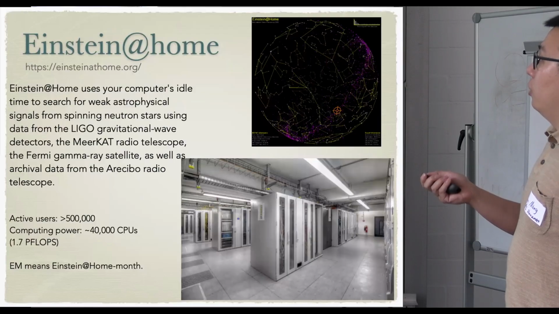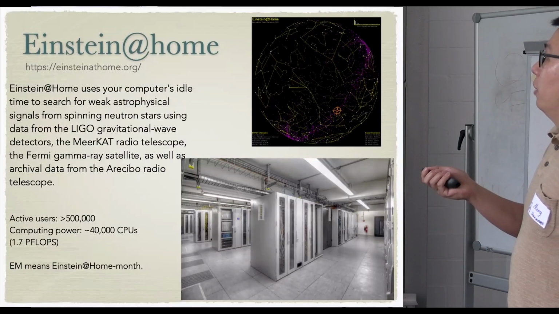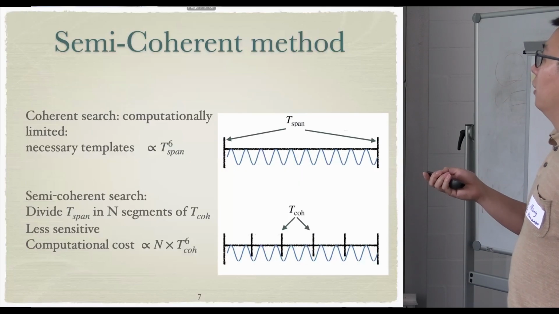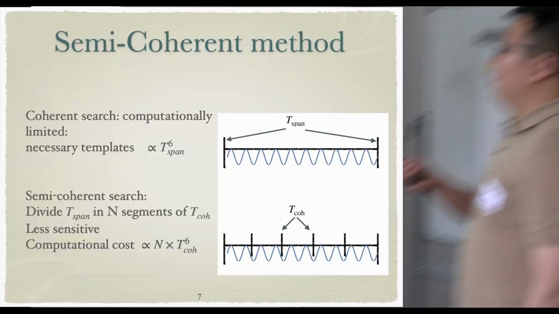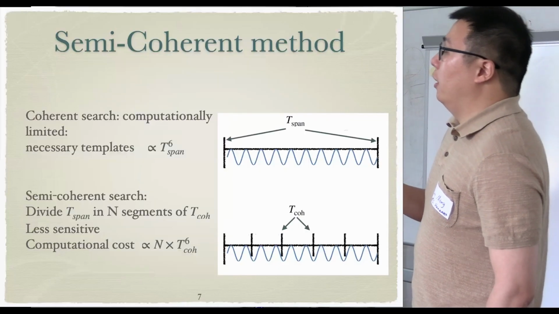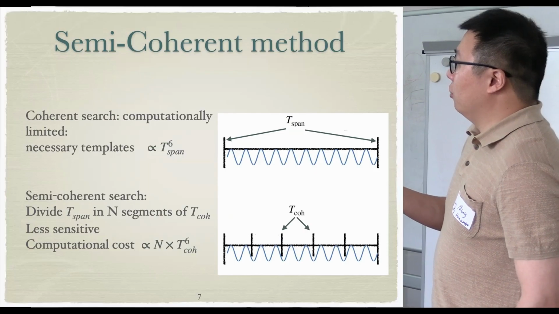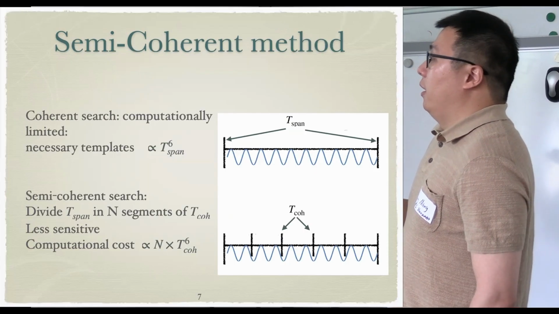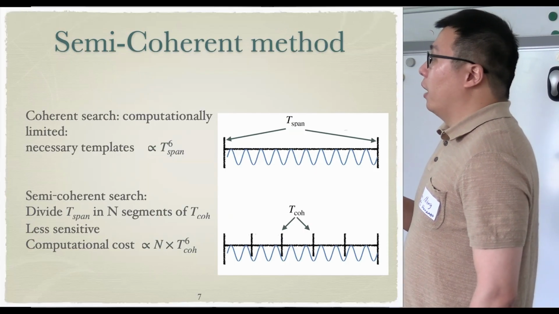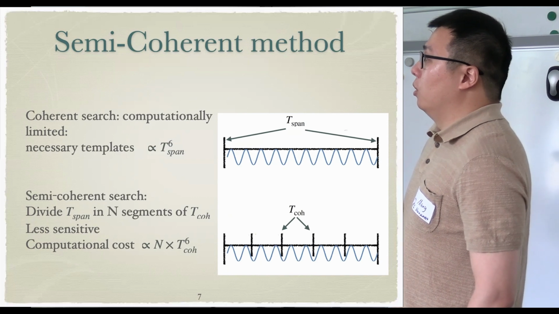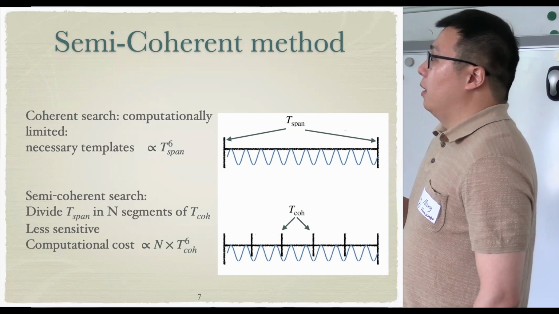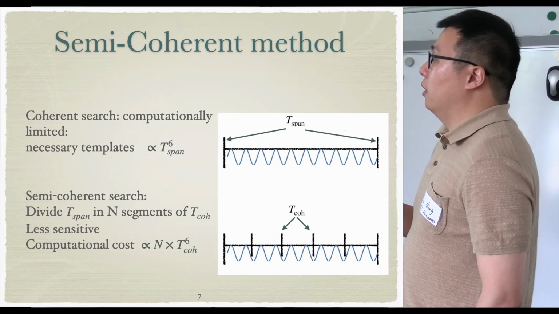We do the search on Einstein@Home, for which Ming has already given you the details. We also use the semi-coherent search method, and I want to emphasize that the longer T-coh you use, the more sensitive you can get in the search, but you need to pay more computing cost.